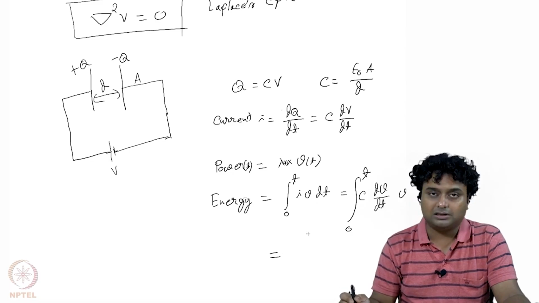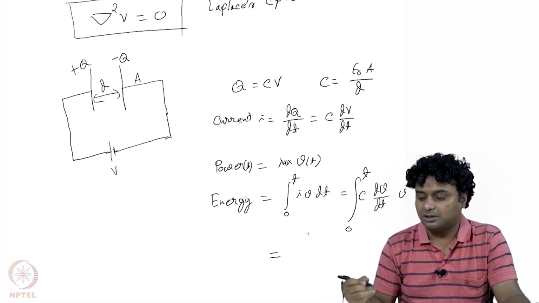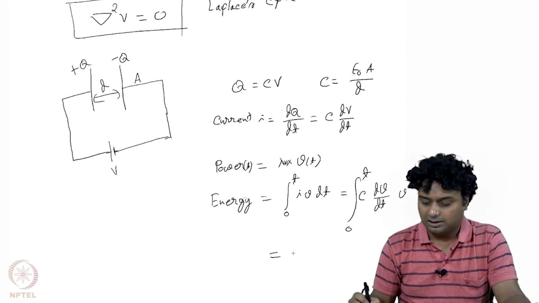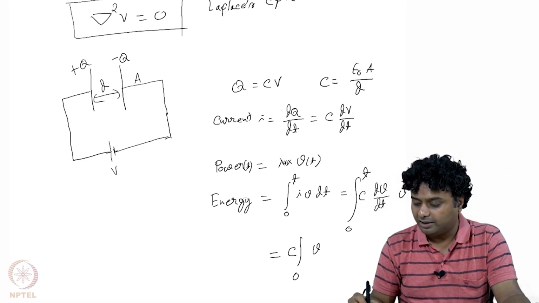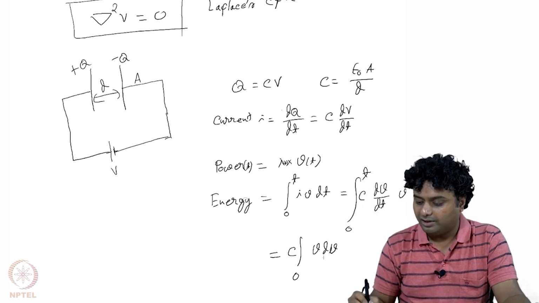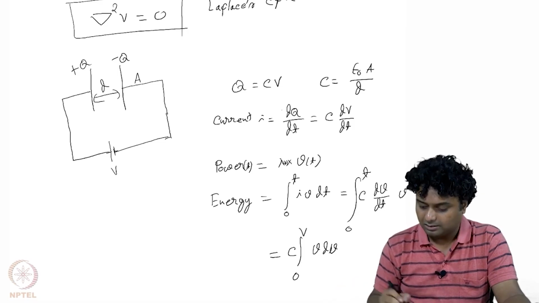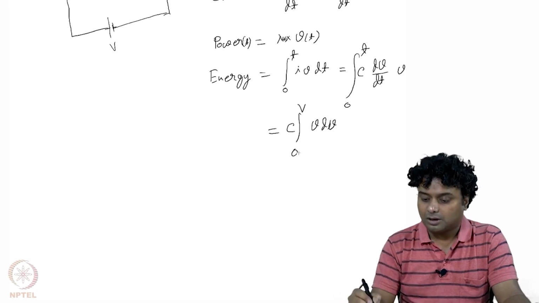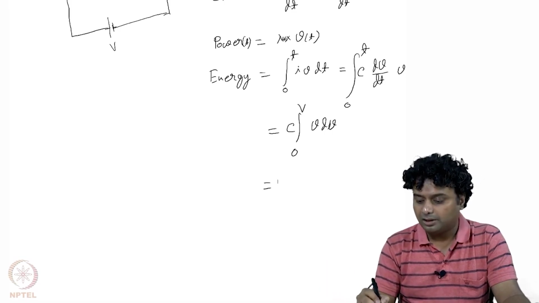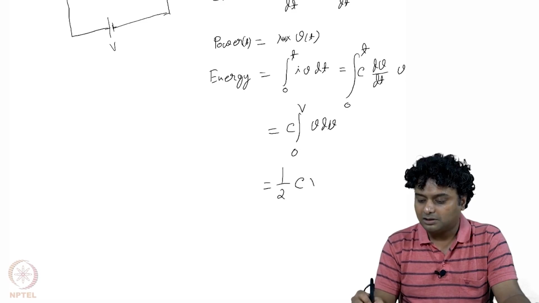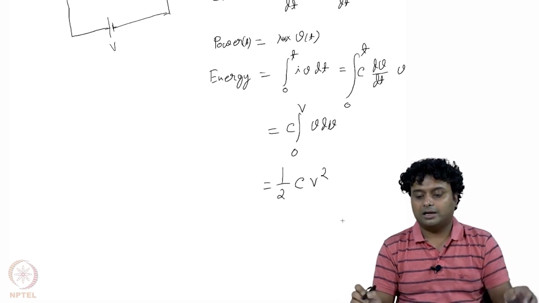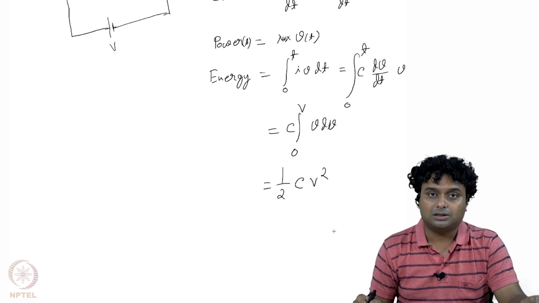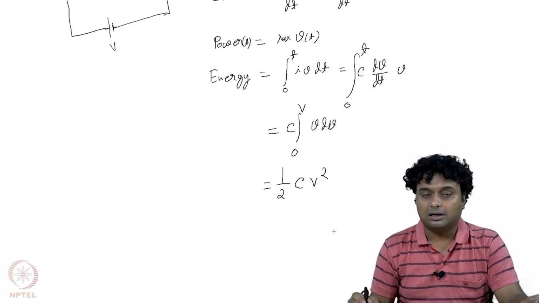Let us say this t is very large, so the capacitor has gone up to the voltage of the battery, right. We can take C out, and we have V dV, where V goes from 0 potential to the battery voltage, which is capital V. So if you integrate it, we get half of CV square, right. So the energy stored in a capacitor while it is charged to the potential V is half CV square.